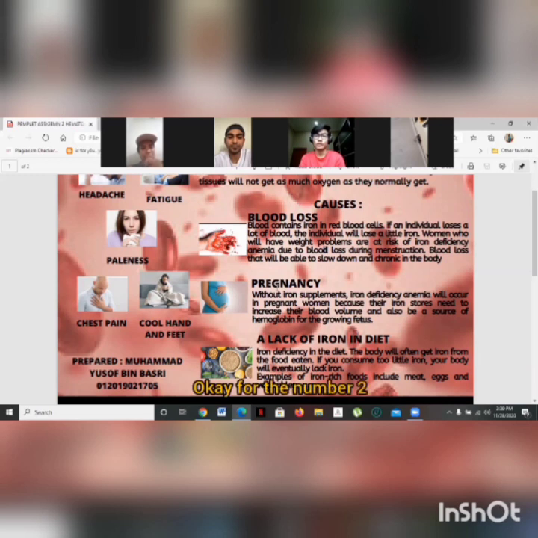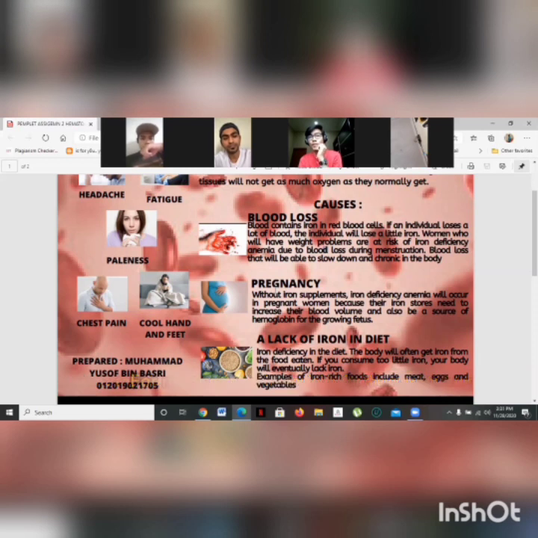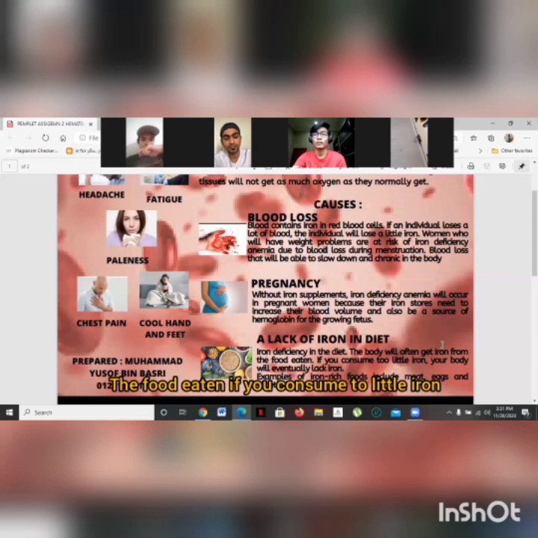Number two is pregnancy. Without iron supplements, iron deficiency anemia will occur in pregnant women because the iron stores are needed to increase their blood volume and also to be a source of hemoglobin for the growing fetus. Number three is a lack of iron in the diet. The body will often get iron from the food eaten. If you consume too little iron, your body will eventually lack iron. Examples of food include meat, egg, and vegetables.